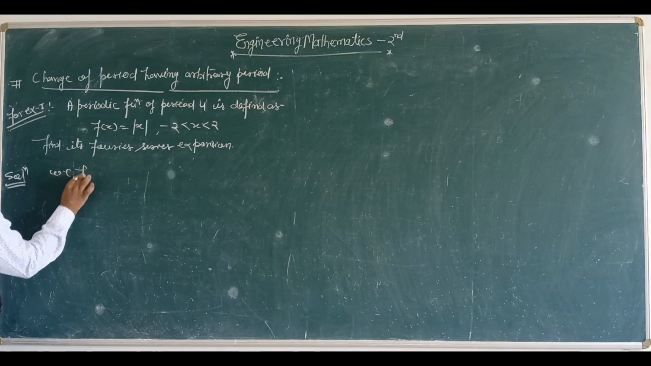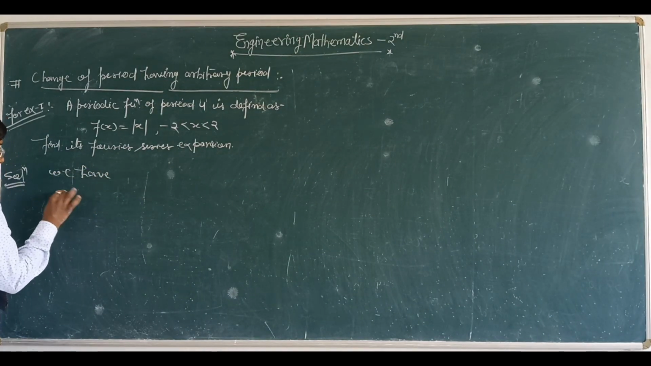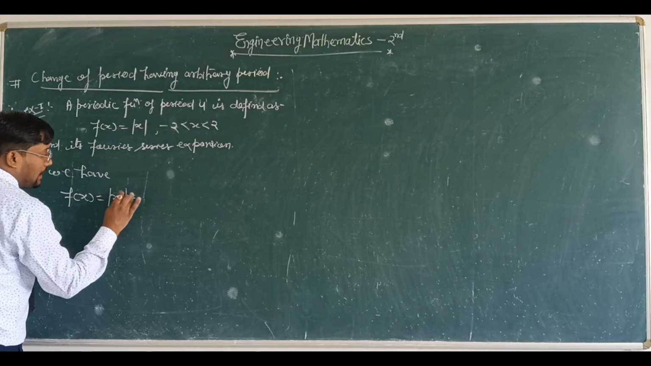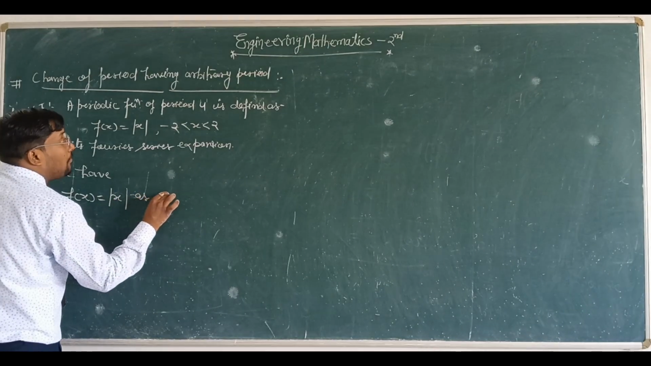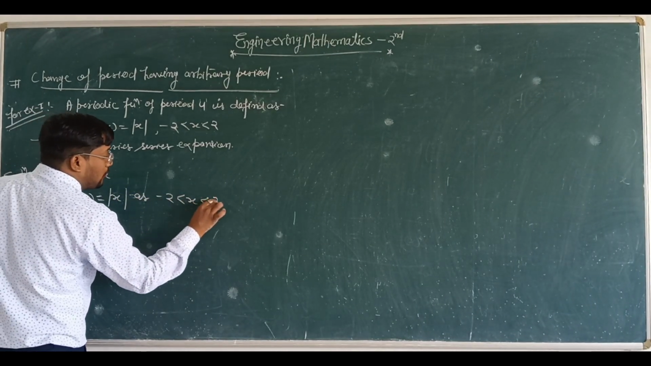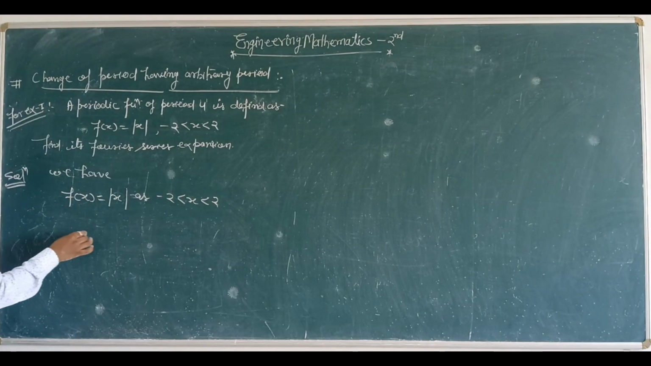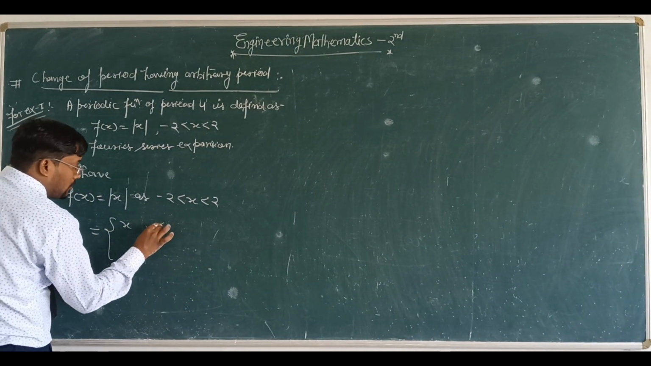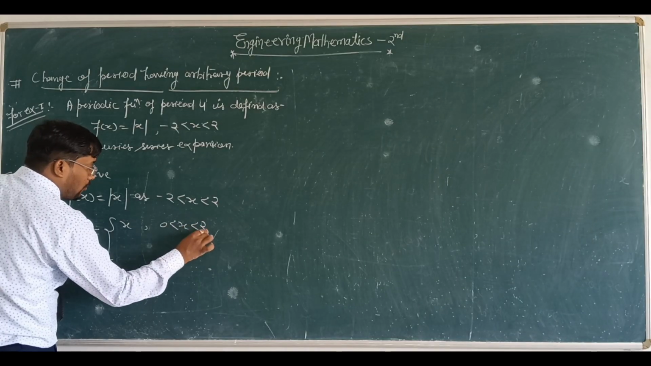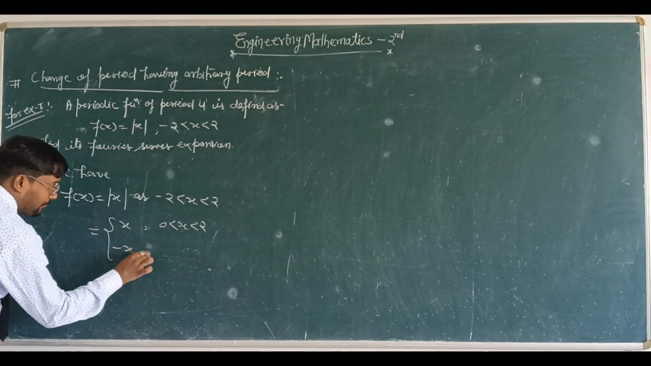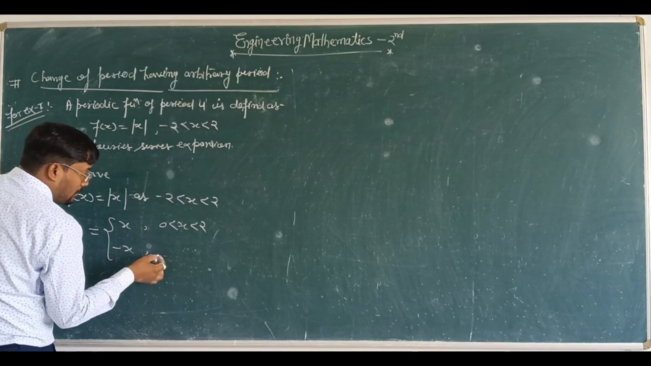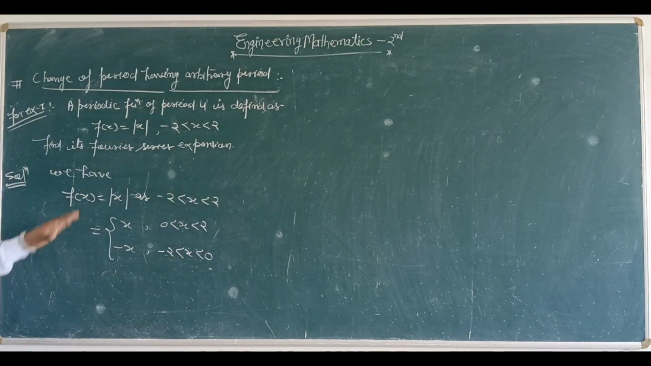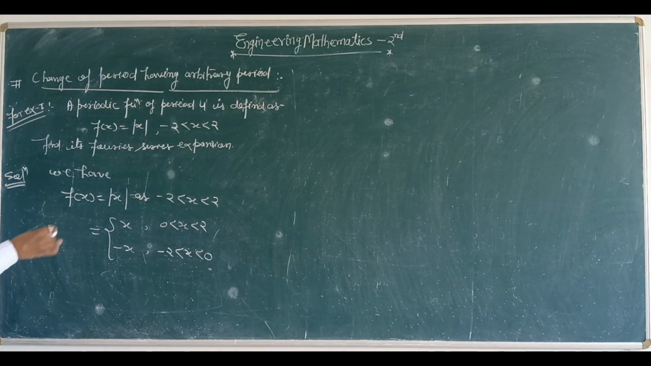We have f(x) is equal to mod x as minus 2 is less than x is less than 2. Now you can write x as 0 is less than x is less than 2, minus x as minus 2 is less than x is less than 0. This is the value of this function, or you can draw this function.